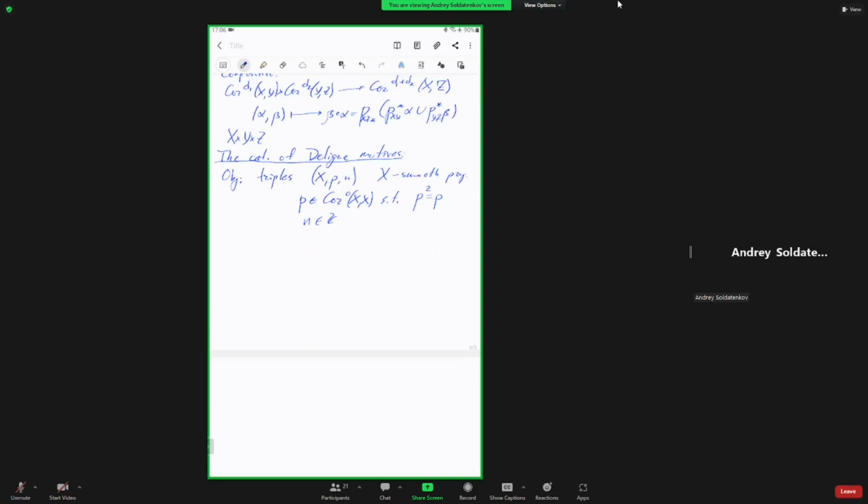So, okay, these are objects. If you have seen the Chow motives, then this is very familiar, except that you replace Chow groups by the spaces of absolute Hodge cycles. And then you also define the morphisms from one motive to the other.